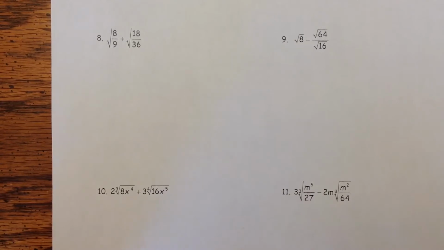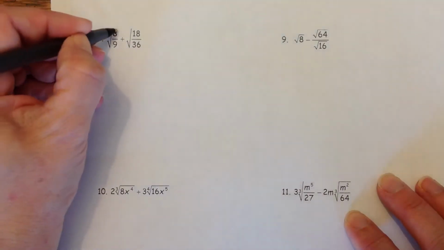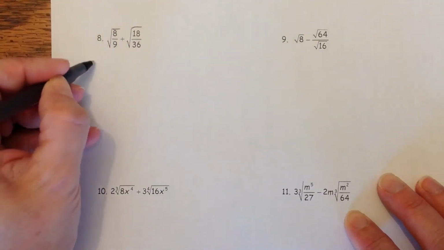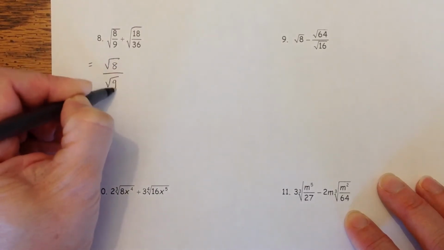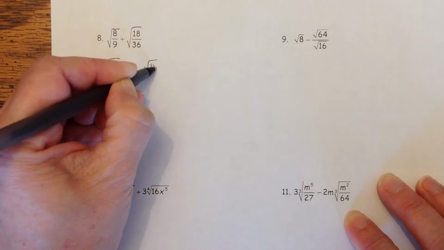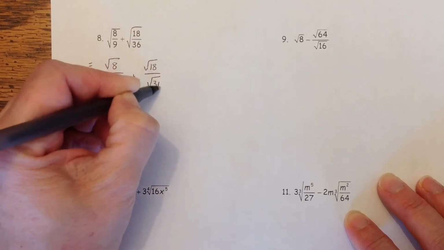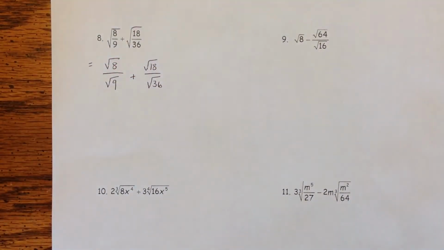So now we're going to look at some that involve fractions. So what I'm going to do is I'm going to use the quotient rule, which says I can apply the square root symbol to both the numerator and denominator. So I'm going to write the square root of each piece.